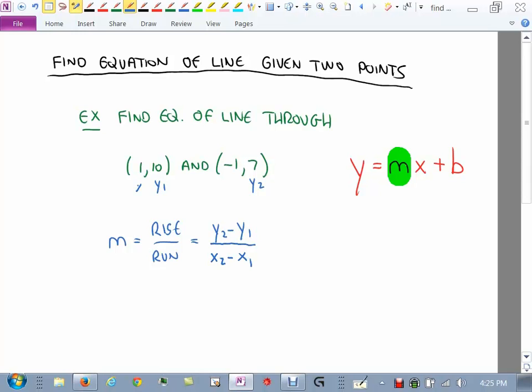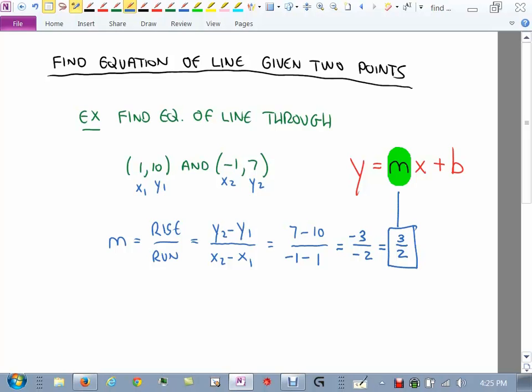Have you all seen that formula? Does that look familiar to you? y2 minus y1 over x2 minus x1? That's what we use. The key here is we need to label our points so we know what we're working with. So y2 for me here is what? 7. I subtract from that what? 10, okay, over x2, which is -1. I subtract from that 1. In the numerator, I get 7 minus 10 is -3. In the denominator, I get -1, take away another 1, -2. Negative divided by negative, positive. So my slope is 3/2.